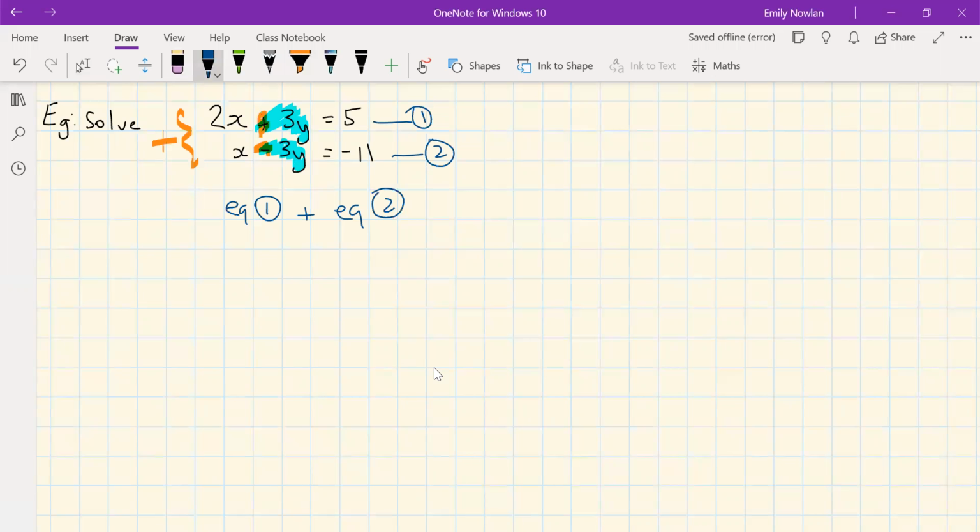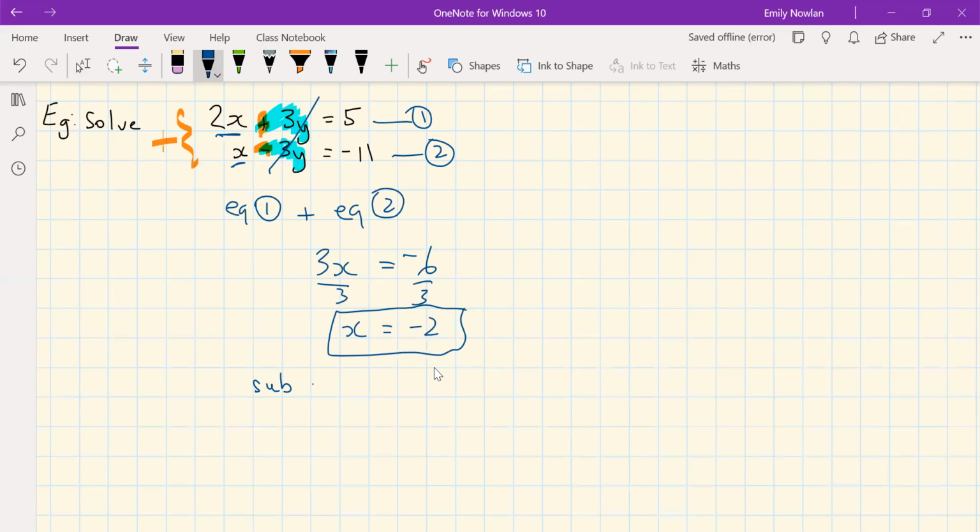So if I go 2x plus x, that will give me 3x. 3y plus minus 3y, that just goes. And 5 plus minus 11, what does that give me? It gives me minus 6. Now you divide by 3, and so you end up with x is equal to minus 2. That's the first part. Okay, I've got my first part of my coordinate.